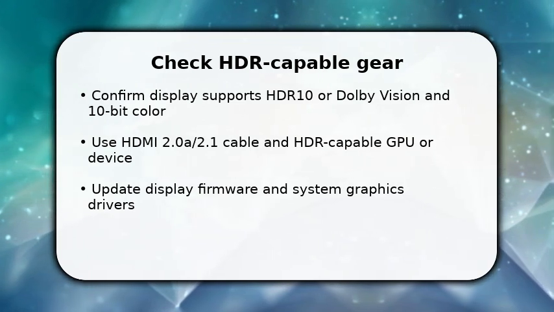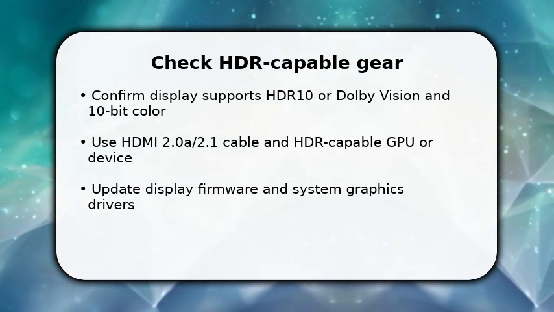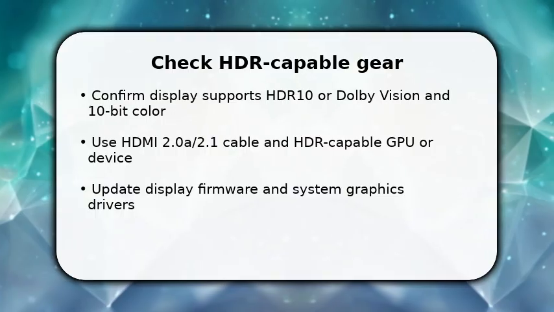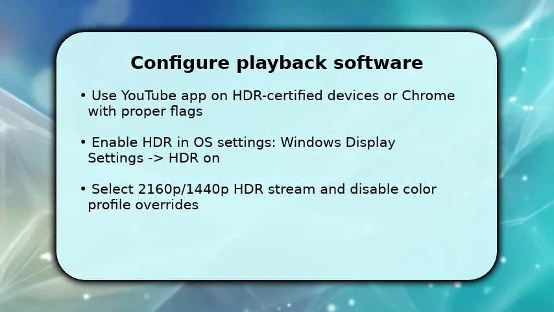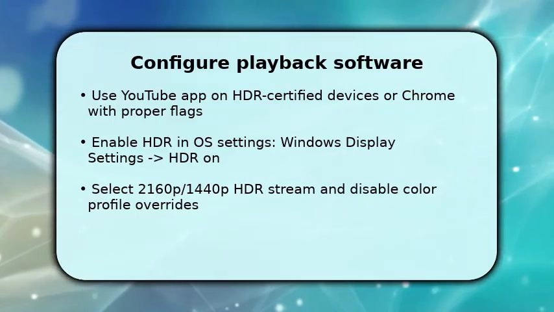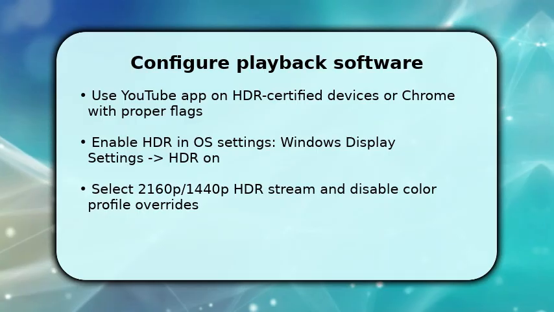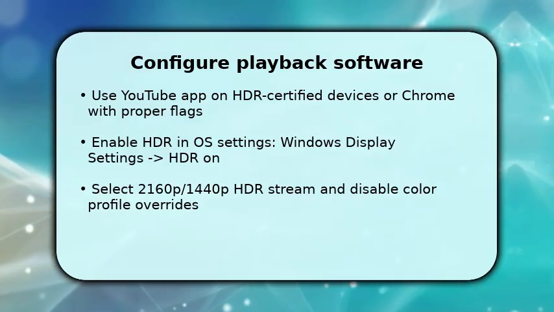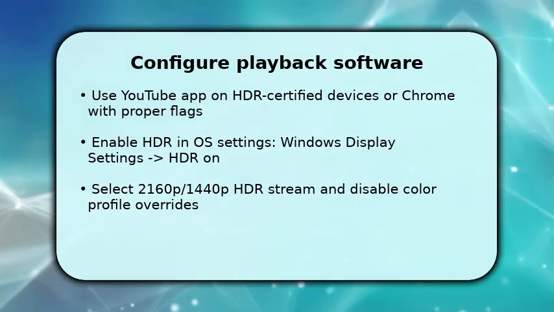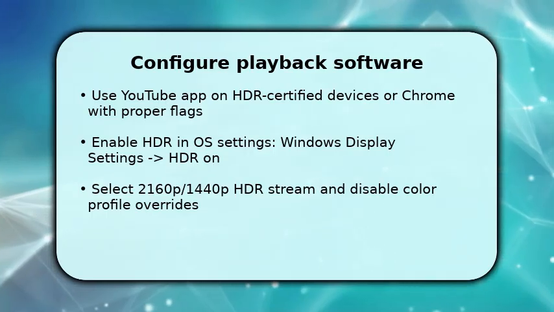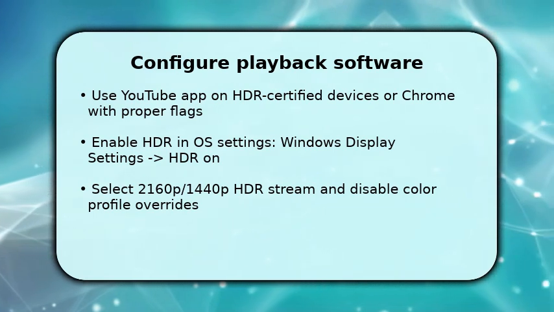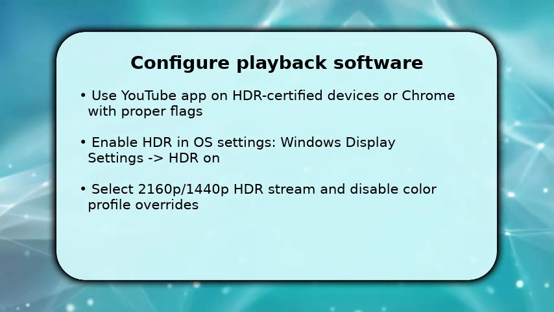Now that hardware and drivers are ready, move to configuring playback in browser or app settings. Next, configure the software path so YouTube serves HDR content. On smart TVs or streaming boxes, use the native YouTube app. On PC, prefer the latest Chrome or Edge with HDR support and no forced color profile. In Windows, turn on Use HDR in display settings and set output color format to 10-bit if available. Once these are set, pick a video labeled HDR and manually choose 2160p or 1440p HDR quality.